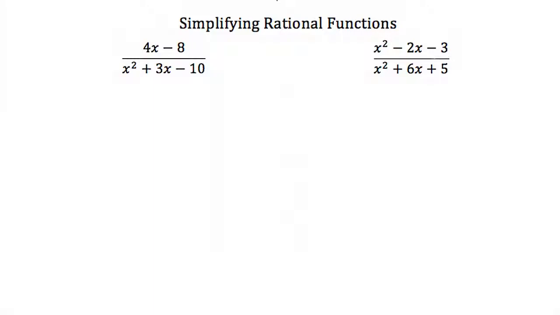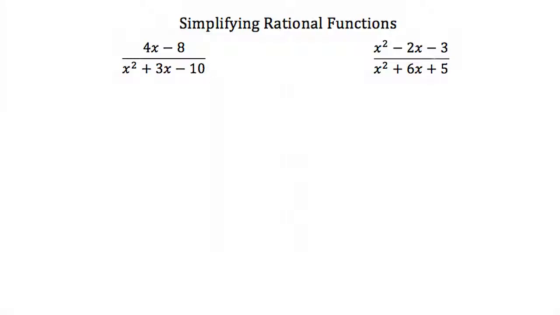Now sometimes when we simplify a rational expression or a rational function, we don't just eliminate numbers or variables by canceling. Sometimes we can cancel out a whole binomial. So let's look at this first example. We have 4x minus 8 over x squared plus 3x minus 10.